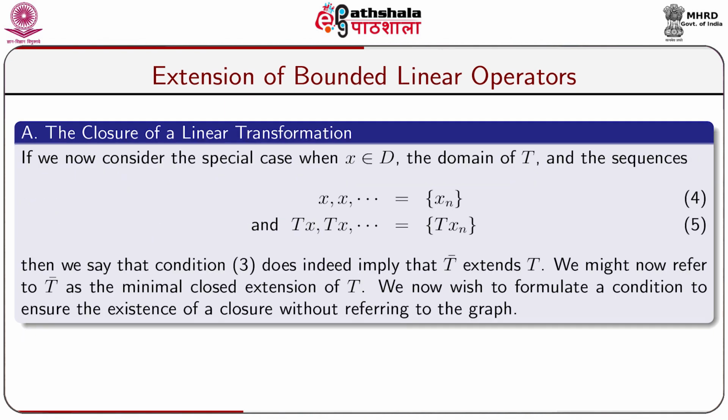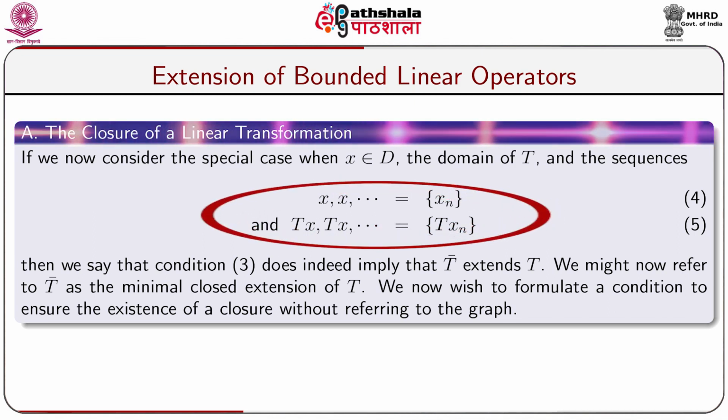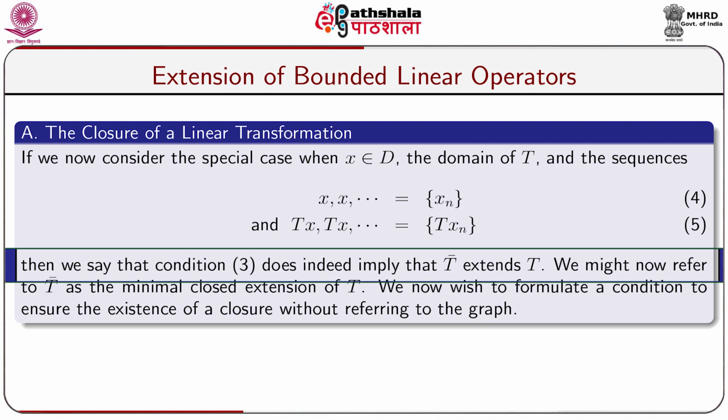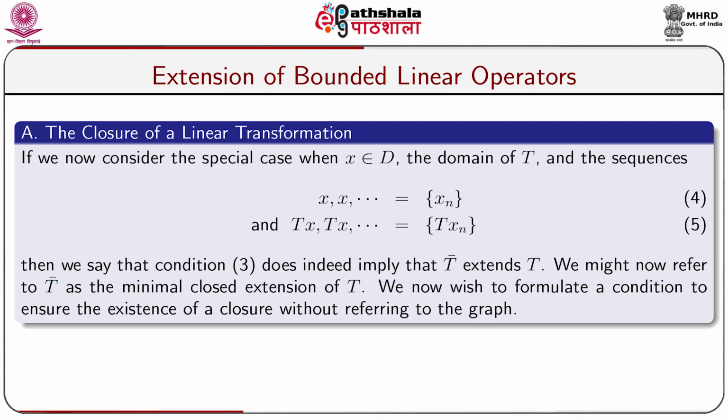If we now consider the special case when x belongs to capital D, the domain of capital T, with the constant sequence x, x, x taken as the sequence xn and the constant sequence Tx, Tx, Tx equal to the sequence Txn, then we say that condition 3 does indeed imply that T bar extends capital T. We might now refer to T bar as the minimal closed extension of capital T.